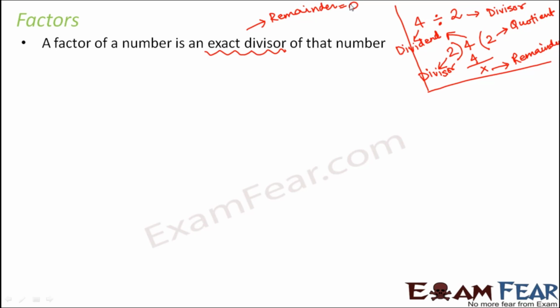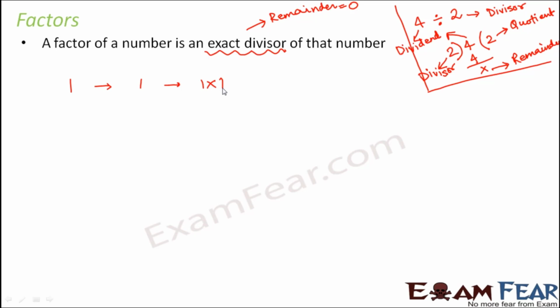So let us look at a few examples. Let's start with the smaller numbers. Let's start with 1. Now, which number is an exact divisor of 1? That means if 1 is the dividend, which is that number which will be a divisor such that the remainder will be 0? That number would actually be 1, because 1 into 1 is 1. So therefore 1 is an exact divisor of 1. So we can say 1 is a factor of 1.